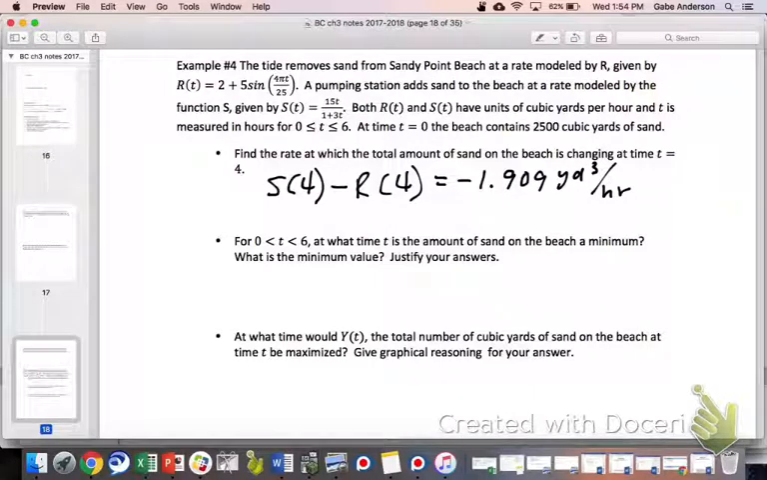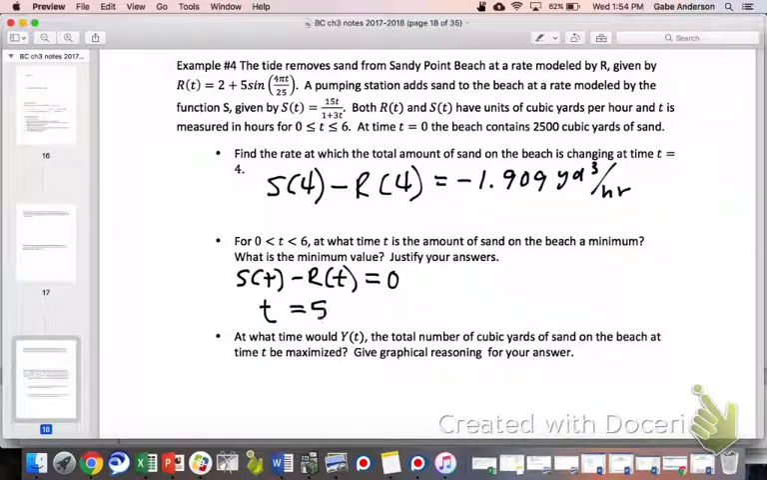And then for the next bullet point, what we would do to find out when the amount of sand is at a minimum, we would say S of t minus R of t. Again, that's our net rate. And that equals 0 because we're trying to find critical numbers of the amount function, if you will. So this is where the calculator really came in handy. Was there one or two critical points? Was it just one? Just one. Okay. So what was that critical point when you set S of t minus R of t equal to 0?